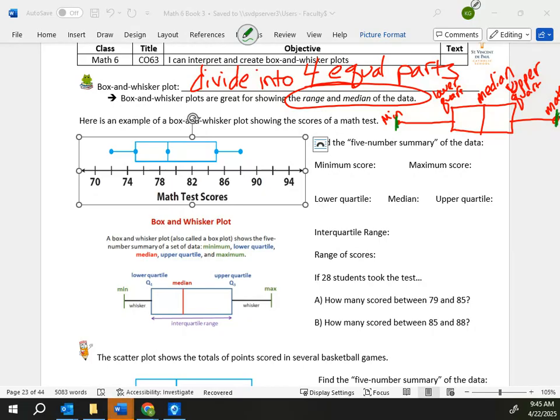So remember, the range of it all is from the minimum to the maximum. So the range of data is minimum to maximum. We have that the interquartile range is the upper quartile minus the lower quartile.